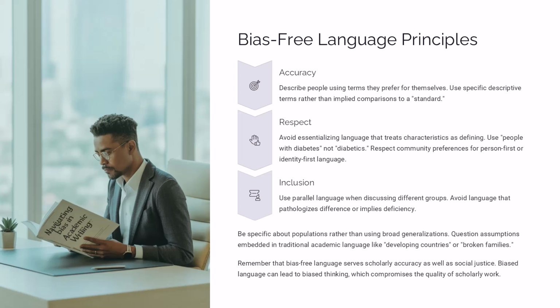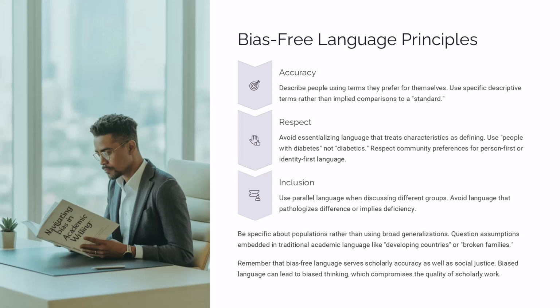This person-first language recognizes that medical conditions, age, or other characteristics are aspects of people's lives rather than their defining features. However, respect community preferences when they differ from general person-first guidelines. Some communities prefer identity-first language that embraces particular characteristics as central to their identities. The deaf community often prefers deaf people to people with hearing loss, and many autistic individuals prefer autistic people to people with autism. Use parallel language when discussing different groups.